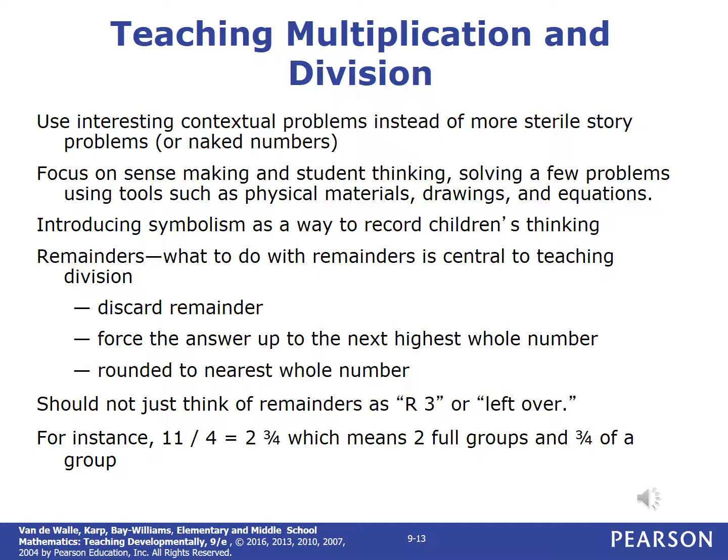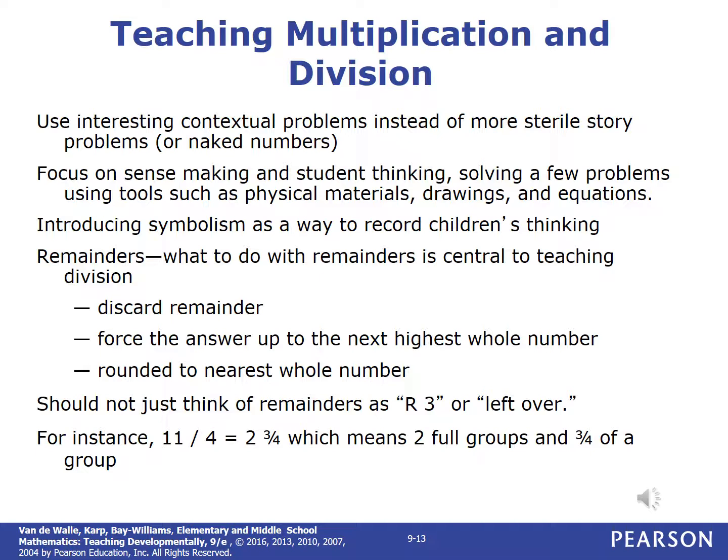Another thing that's very important is that you help students understand what a remainder truly is. We don't want to just talk of them as like R3 or leftover. For instance, when you have a student divide 11 by 4, that equals 2 3/4, not 2 remainder 3, but you want them to realize that that really means there's 2 full groups when you take 4 and divide it into 11 that are formed, and there is 3/4 of another group that is full. There's 1/4 of it that's not full, but 3/4 of it that are then filled.